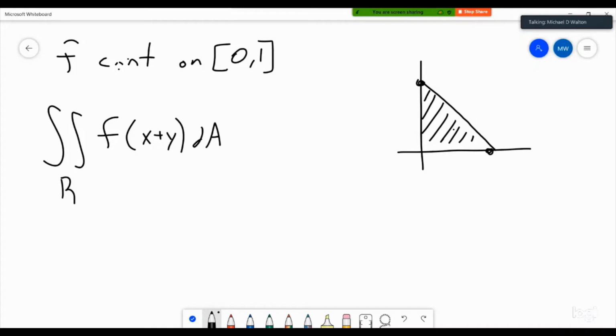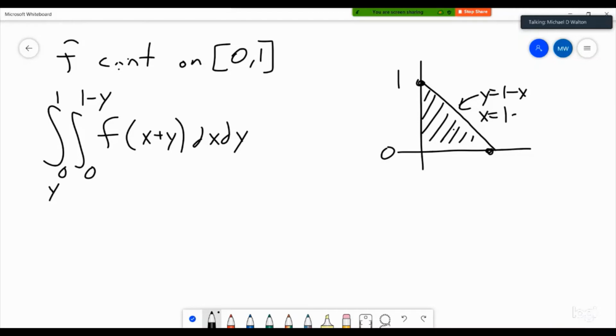So, because of our region, we first have to figure out what is it going to range between. If we want to replace the dA with dx dy, that tells us we want our y value to be between two constants. So y is going to range from 0 to 1, and then our x is going to range from 0 to 1 minus y. Because this line here is y equals 1 minus x, or x equals 1 minus y. Those are the expressions for that line.